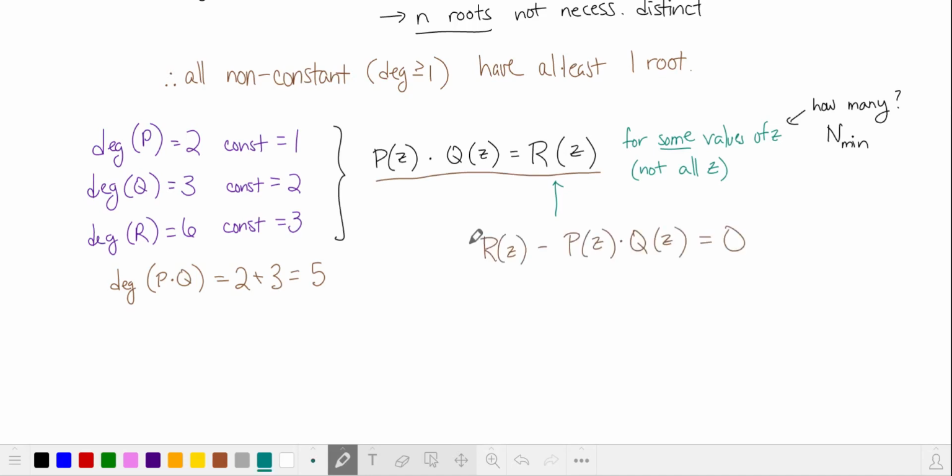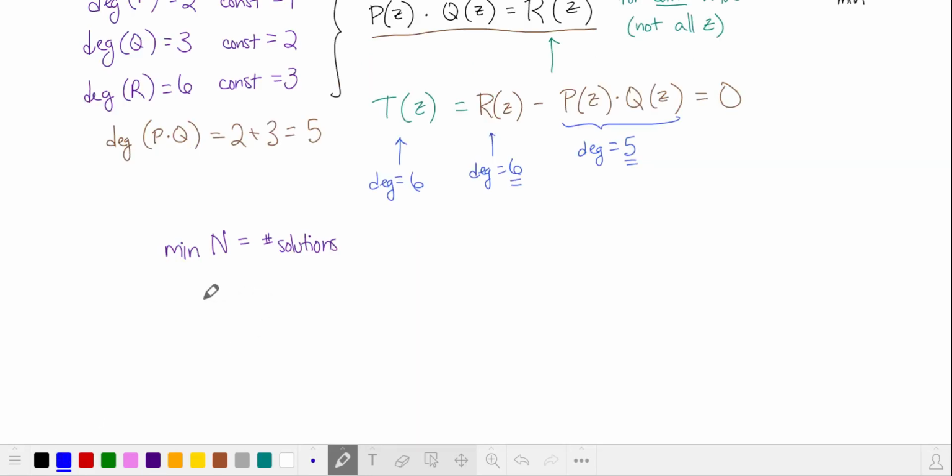And in fact, we are trying to figure out how many values of z and minimize that. So let's take both of these terms and put them on one side of the equation and set it equal to 0. And we'll say that this now new polynomial, we'll call it t of z. Since r has a degree of 6, but p times q has a degree of 5, we won't be able to take away this 6th power of z from this polynomial, which means t of z is also going to have a degree of 6.